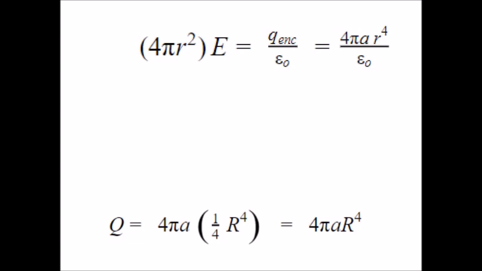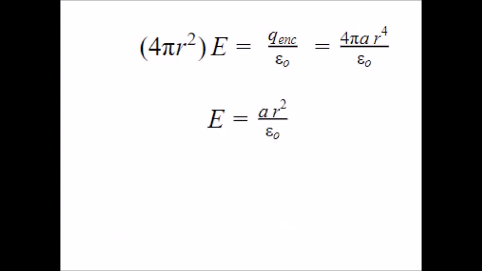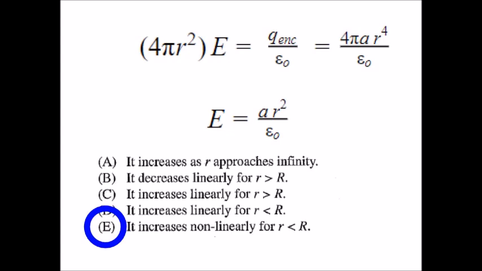That warm-up problem, finding the total charge on the sphere, that's the same method we use to find the charge inside any small r radius sphere inside this distribution. And I'm getting a little bit dizzy here, so let's just divide out and solve for the electric field strength, which is equal to A r squared over epsilon naught. And that means the answer is E. The electric field increases non-linearly for r is less than capital R.